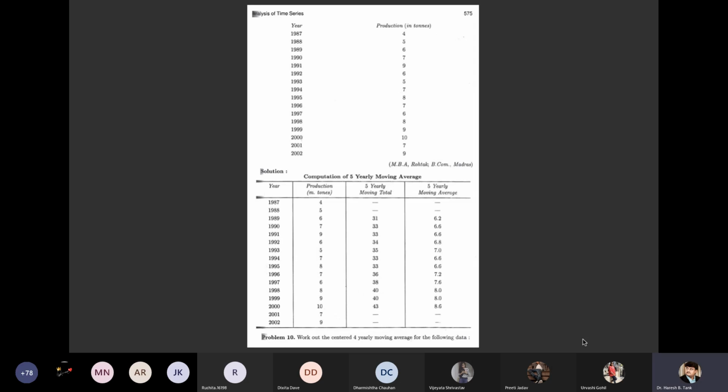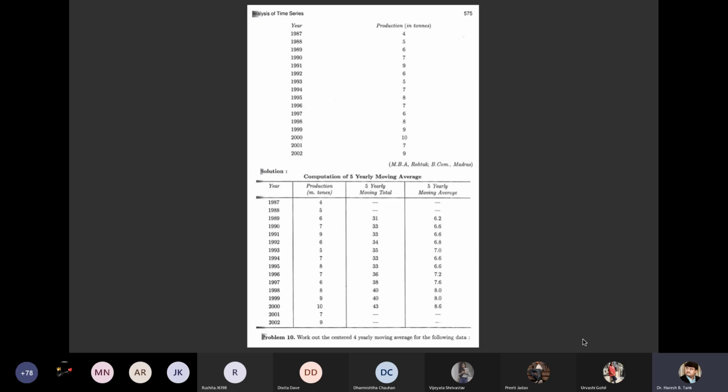And this is a data set given to you, starting from 1987, 88, 89, and so on up to 2002. And production in tons is given as 4, 5, 6, 7, 9, something like that. The first thing to be done is to put it in a column format. So your first column would be year, second column would be production in tons.